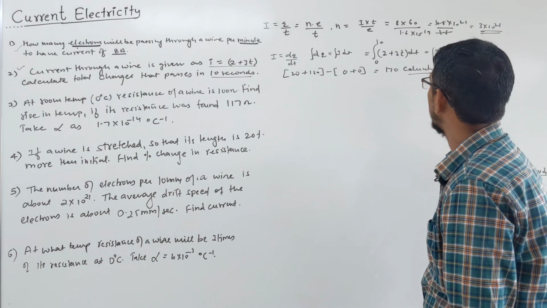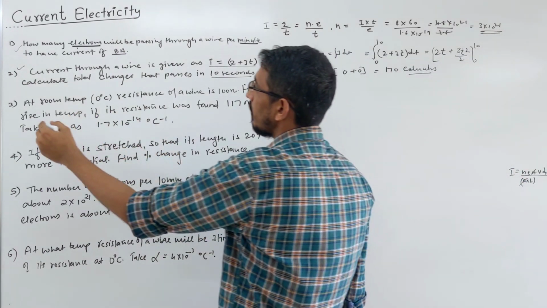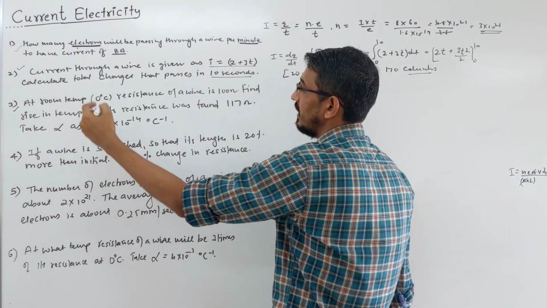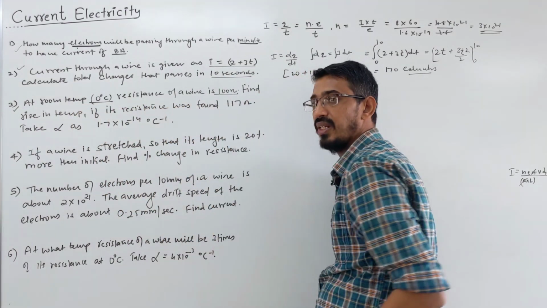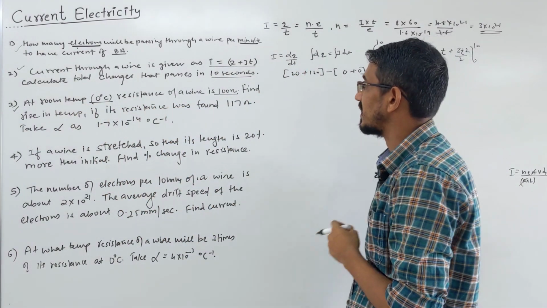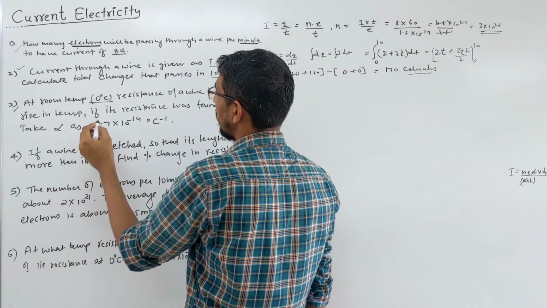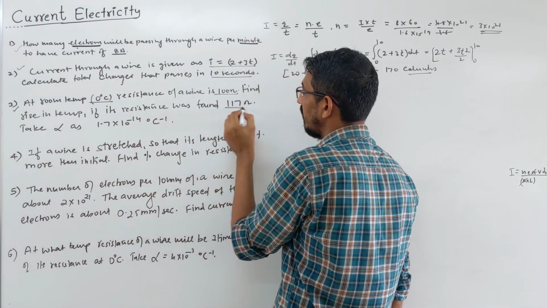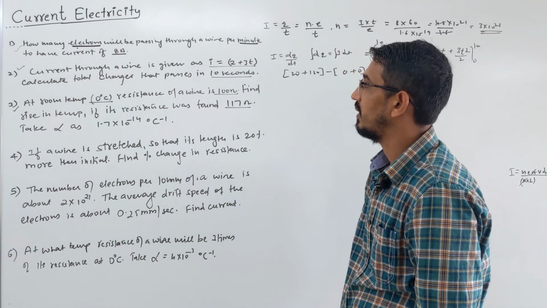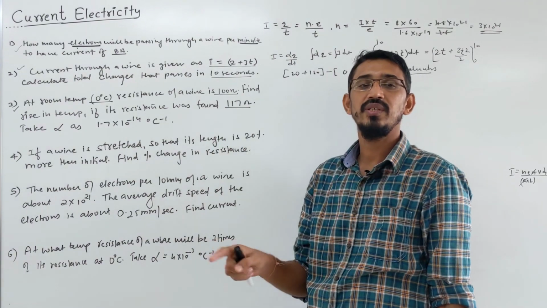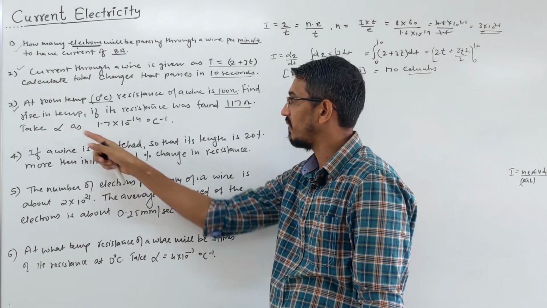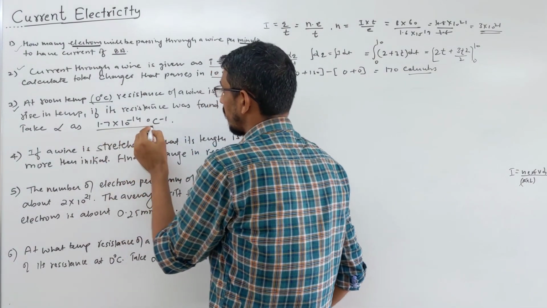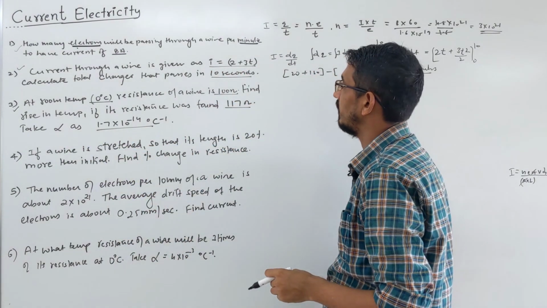Okay. Let's move on. Third question. About resistance, it says that at room temperature 0 degree, resistance of wire is given 100 ohm. R not is given to you, initial resistance. Find the rise in temperature. The resistance was found to be 117 ohm. Initial temperature given, final also given. They are asking what is the rise in temperature required, and alpha, the temperature coefficient, is also given to you.